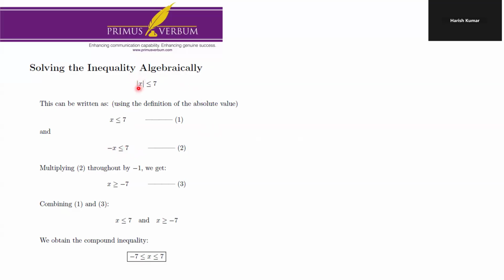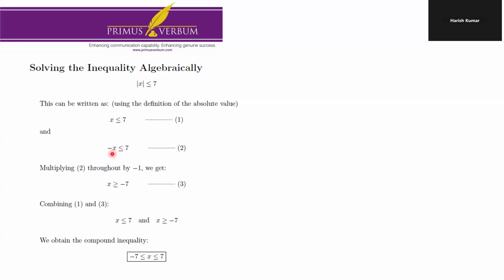Why? Because when we say absolute value of x is less than or equal to 7, it means that irrespective of whether it is x or minus x, this inequality holds true. So x can be plus x or minus x, and still the absolute value of x is going to be less than or equal to 7. So we write both the possibilities. Plus x is less than or equal to 7 and minus x is less than or equal to 7.